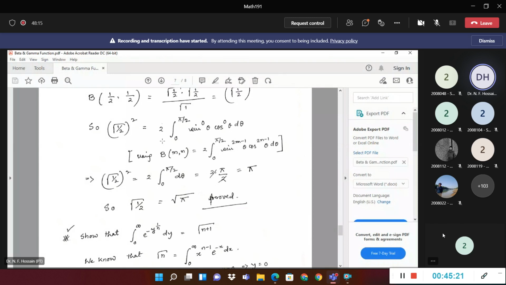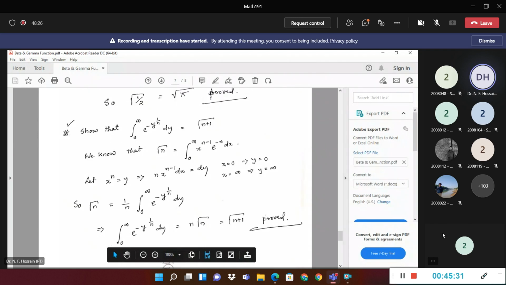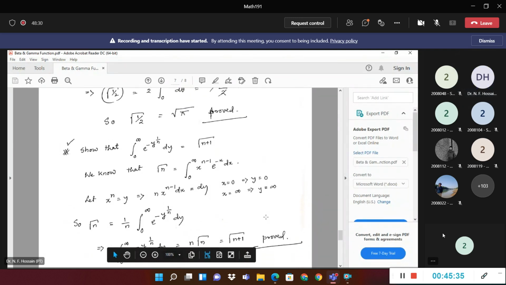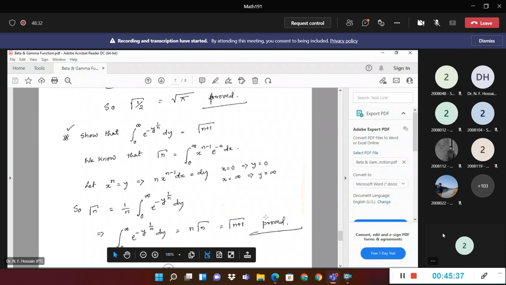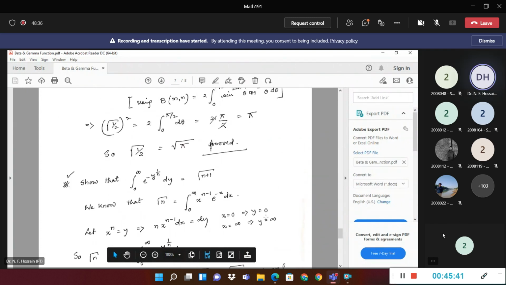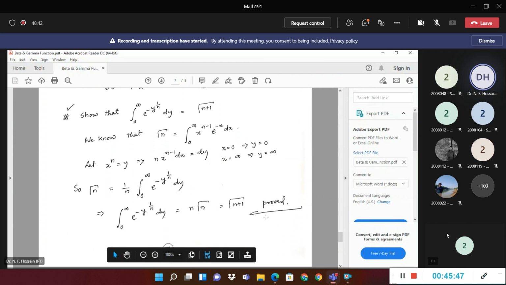There was a 2 here, 2 into pi by 2 means pi. So gamma half whole square equals pi. That means gamma half equals root over pi. Gamma half equals root over pi. And we are not taking the negative sign because gamma of a number is a positive number.